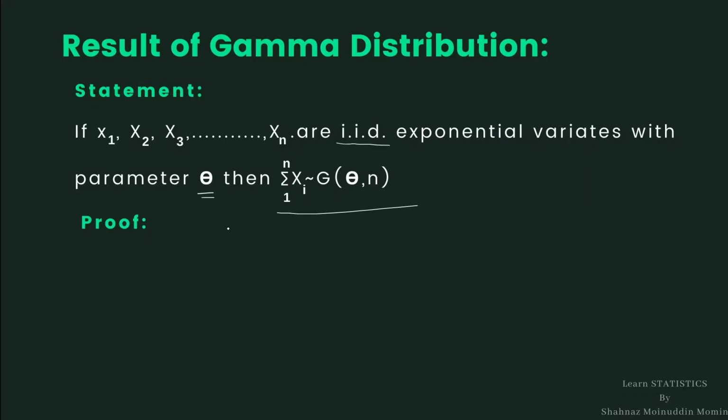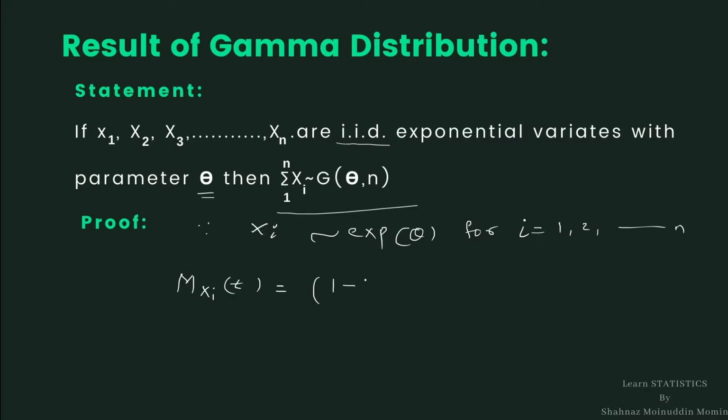We know that since xi follows exponential with parameter theta for i equal to 1 up to n, since each xi is an independent and identically distributed exponential variate, hence the MGF of xi, M_xi(t), is equal to (1 minus t upon theta) raised to minus 1 for each i equal to 1 up to n.